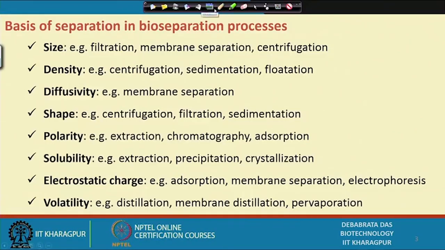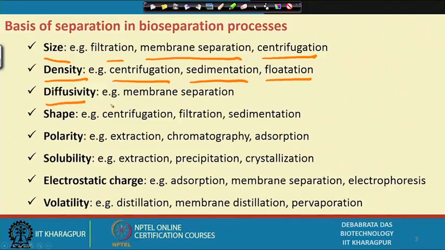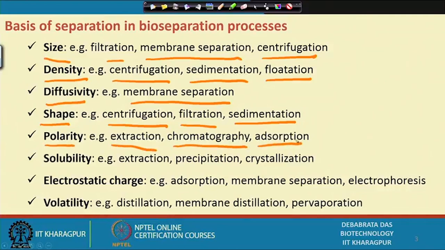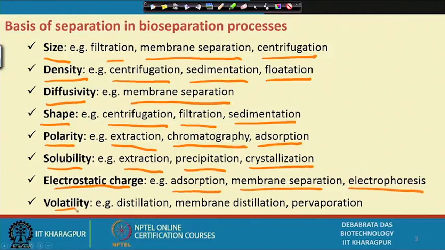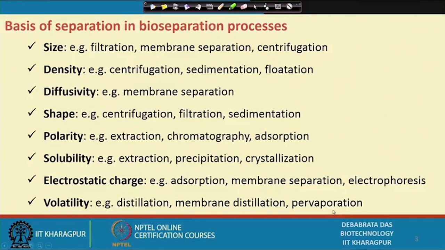Now, this downstream processing again varies with different parameters. For example, with respect to size, we have filtration, membrane separation and centrifugation. If we want to separate with respect to density, then we have centrifugation, sedimentation and flotation. With respect to diffusivity, we have membrane separation. With respect to shape, we have centrifugation, filtration and sedimentation. For polarity, we have extraction, chromatography and adsorption. For solubility, we have extraction, precipitation, crystallization. For electrostatic charge, we have adsorption, membrane separation and electrophoresis. And for volatility, we have distillation, membrane distillation and pervaporation. So, these are the different processes that are involved.